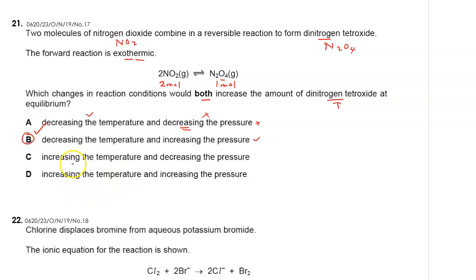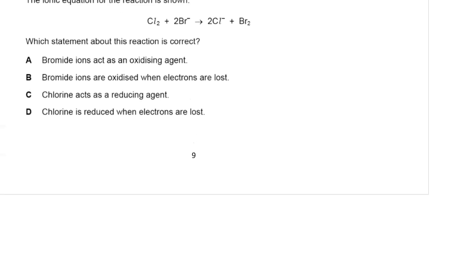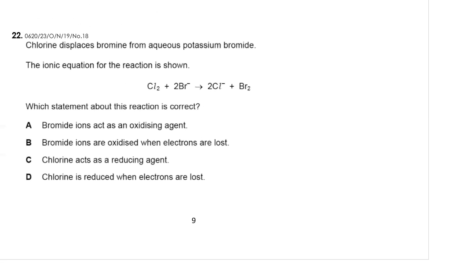Why is C not right? Increasing temperature will shift the equilibrium position to the left because the forward reaction is exothermic. So you don't increase temperature. And also, of course, D, increasing temperature. Don't worry about pressure. As long as one is wrong, then the rest of the statement cannot be right. So the right answer there is B.